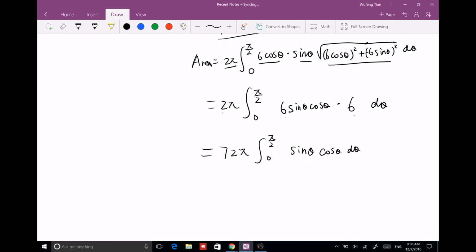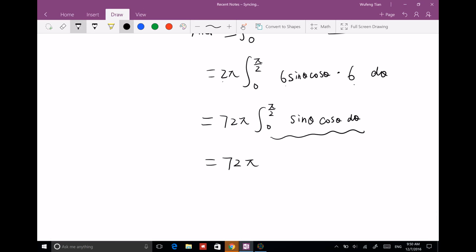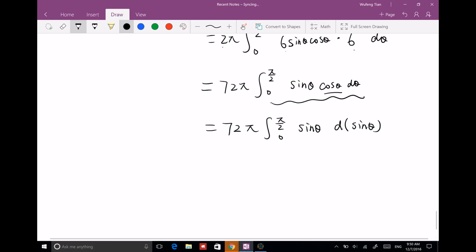Okay, so can anyone tell me what do I do here? That's perfect. Thank you very much. We can change this into sine theta d of sine theta, because cosine is d of sine. Okay, and then 72 pi, with sine theta as u, we get sine theta squared over 2, plug in 0 and pi over 2, so the final answer is 36 pi.